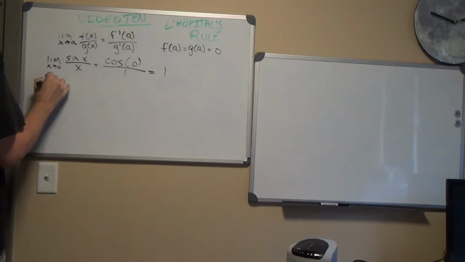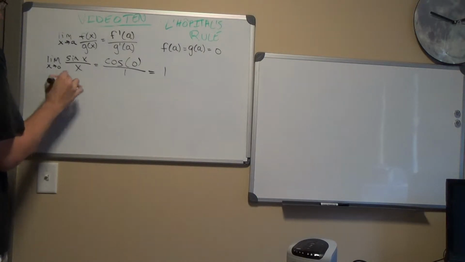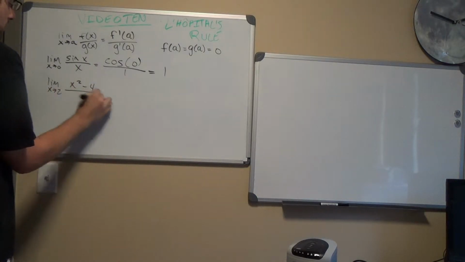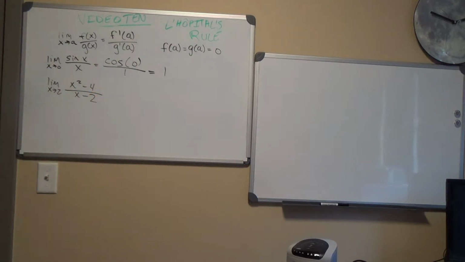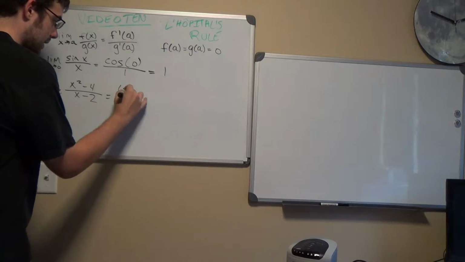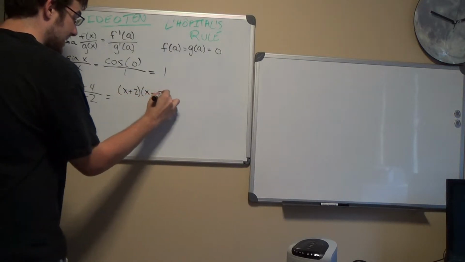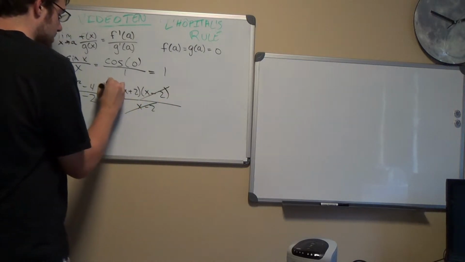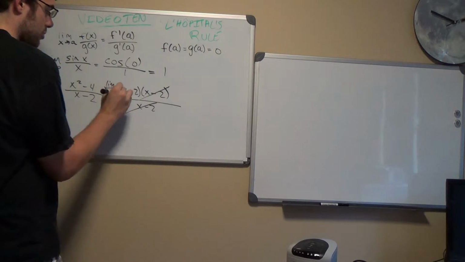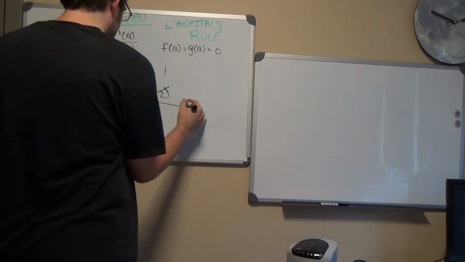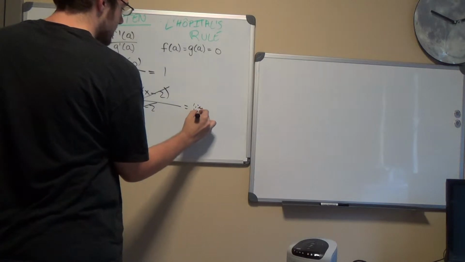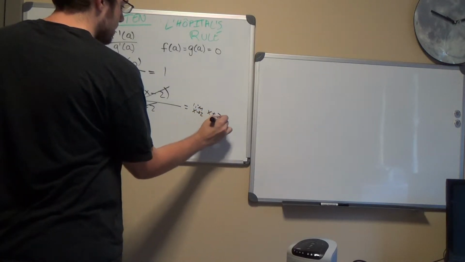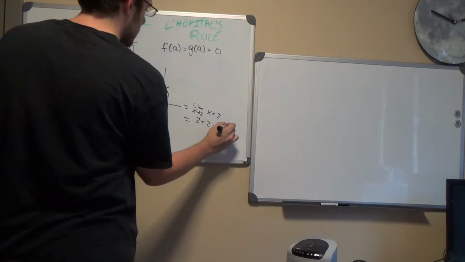Now our second example: the limit as x approaches 2 of x squared minus 4 divided by x minus 2. If we remember from the first video, we can algebraically manipulate this to get x plus 2 times x minus 2 divided by x minus 2, and we get rid of these, not forgetting that the limit x approaches 2. So we get the limit as x approaches 2 of x plus 2, which equals 2 plus 2, which is equal to 4.